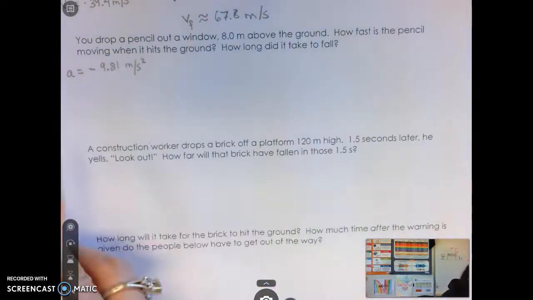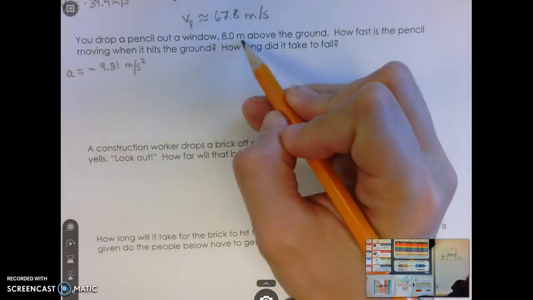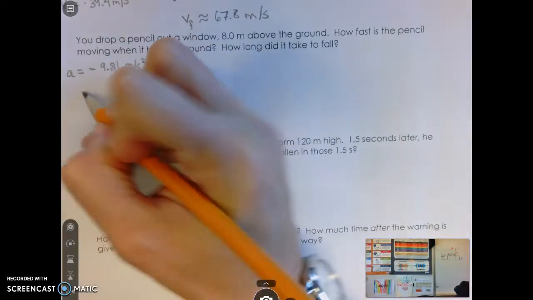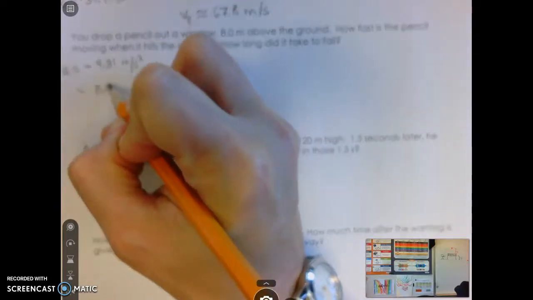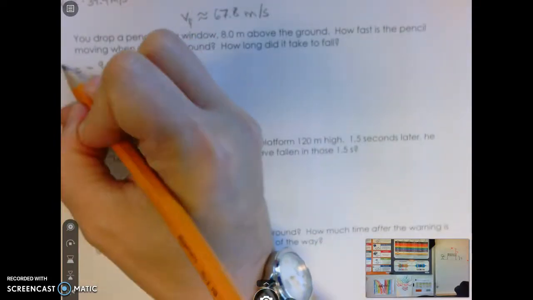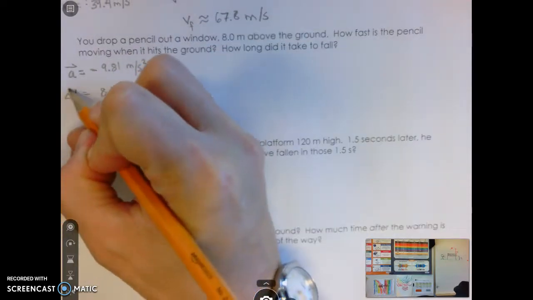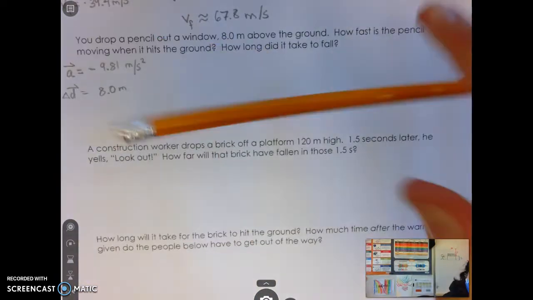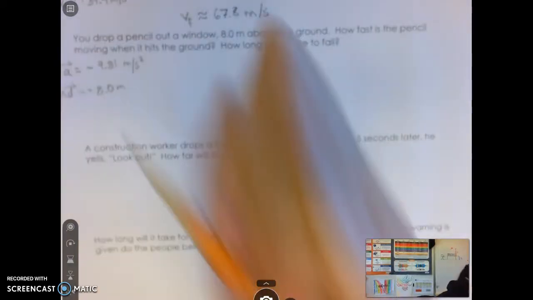How do we know it's acceleration? Because it's in meters per second squared. This number, which is the only one given in digits and decimals, is meters. It's not meters per second. This number is a displacement. Wait a minute. Check the direction. Down. Check the direction. 8 meters. If you drop a pencil, it goes down. That change in displacement is negative because the pencil ends up below where you started.